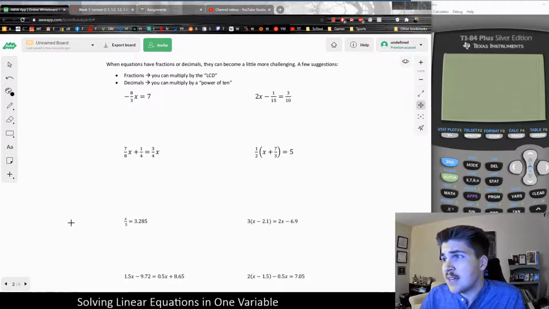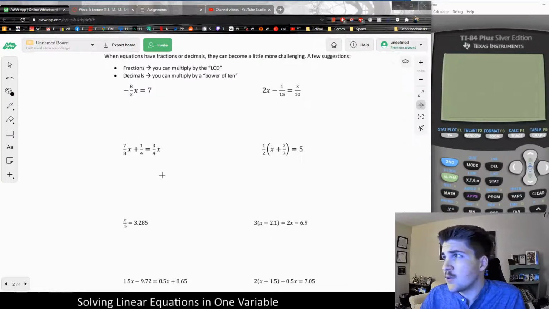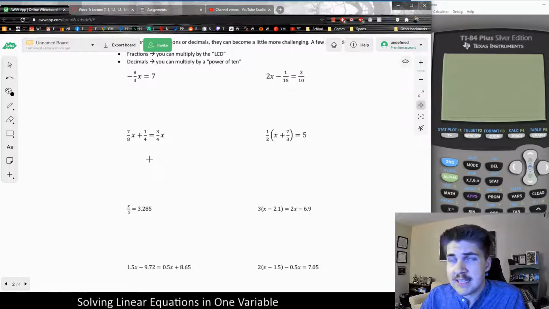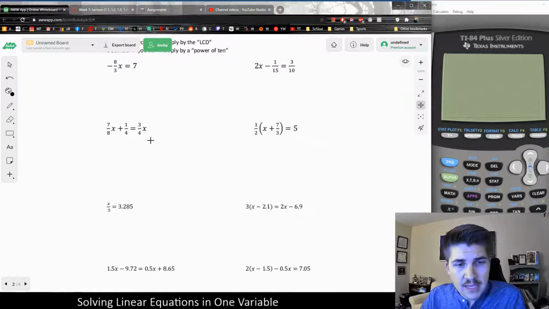So let's look at an example, like say for example, this one right here, 7/8 times x plus 1/4 is equal to 3/4 times x. And again, what we might notice here is that we have two different variable terms. So what I want to do is get them both on the same side.